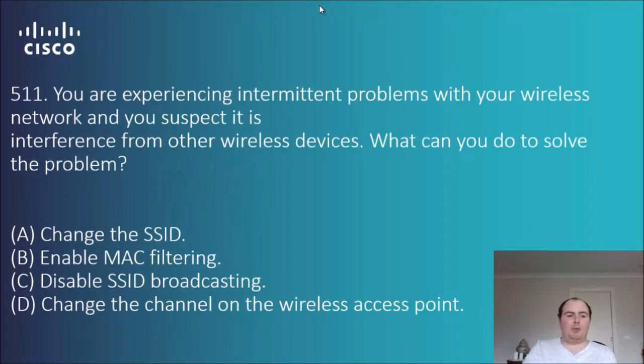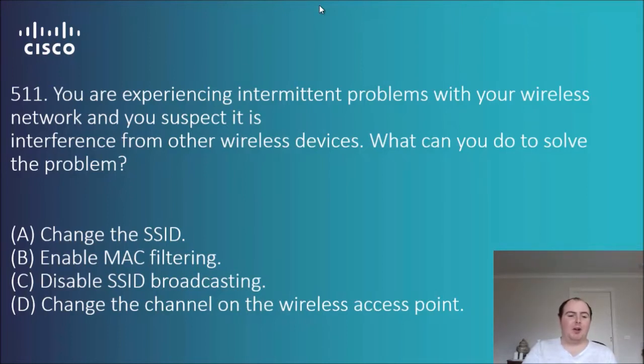511, you are experiencing intermittent problems with your wireless network and you suspect it is interference from other wireless devices. What can you do to solve the problem? We've got change the SSID, enable MAC filtering, disable SSID broadcasting, change the channel on the wireless access point. So if there's issues and potentially other devices causing that, changing the SSID is simply the name of the network. It has nothing to do with why there's problems.